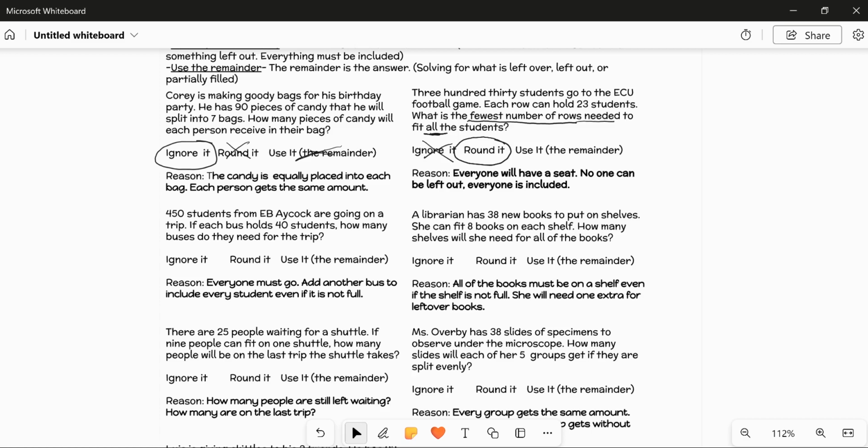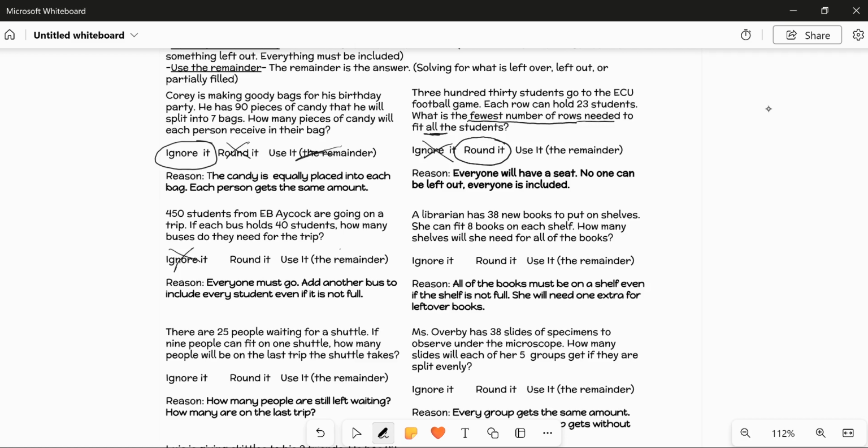The next example states that 450 students from EVA are going on a trip. If each bus holds 40 students, how many buses do they need for the trip? Well, think of it this way. If 450 students need to go and you don't have enough buses, then everybody can't go. So we can't ignore the fact that there might be some people left over.